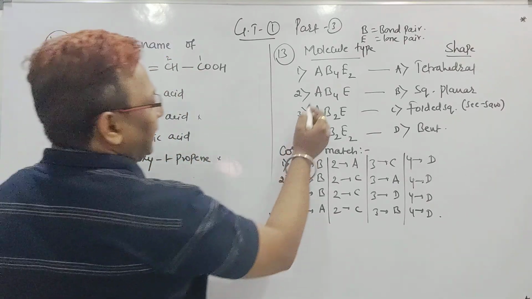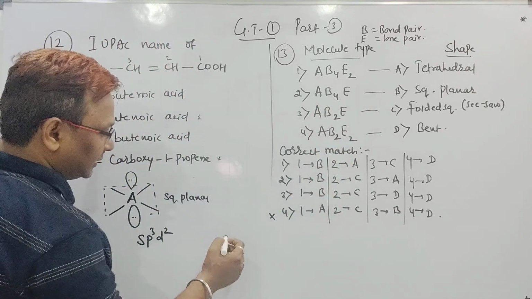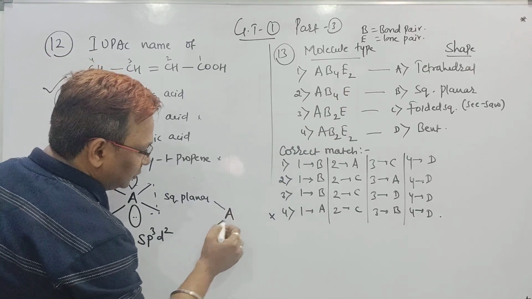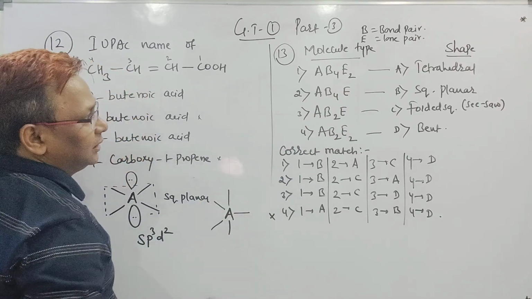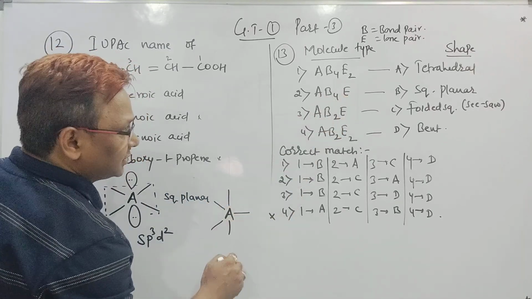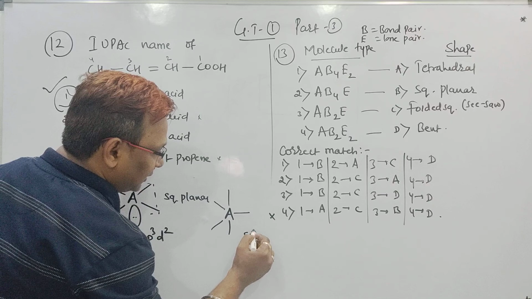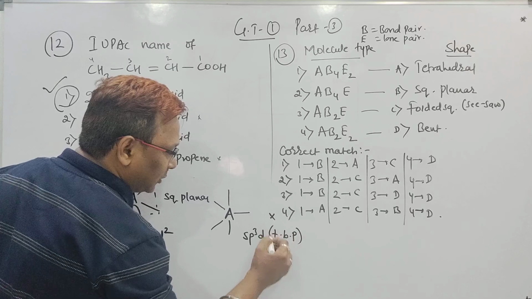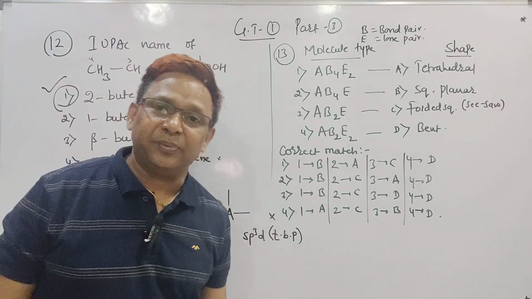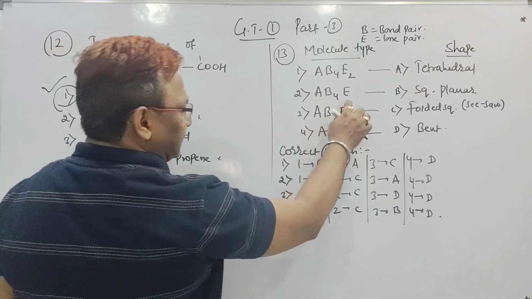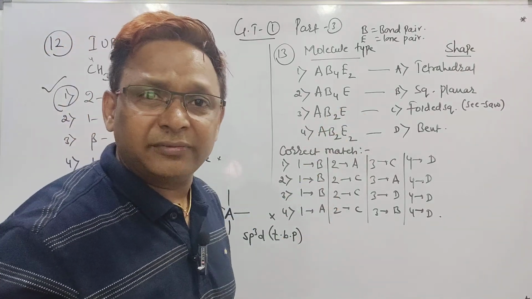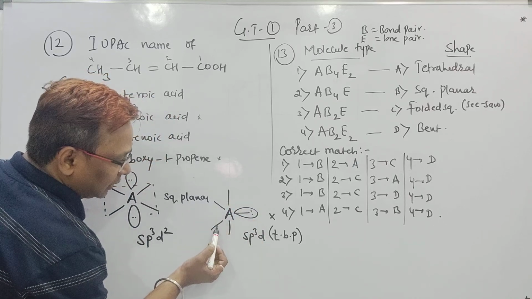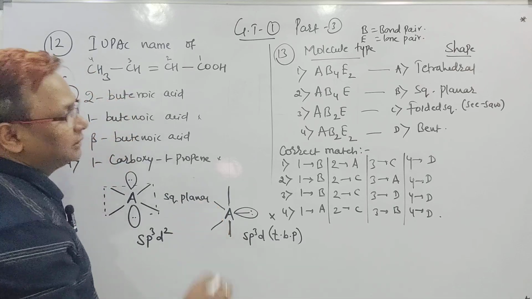Second one, AB4E, beta, I'll write here it is AB4E, 4 plus 1 is 5. 5 means 1, 2, 3, 4, 5. This kind of structure is called 5, which means sp3d hybridization, and TBP is the geometry. I hope everybody knows that TBP is called trigonal bipyramidal. But one lone pair is there in TBP. Whatever lone pairs we get, the lone pair will occupy only the equatorial position, and these two are axial.